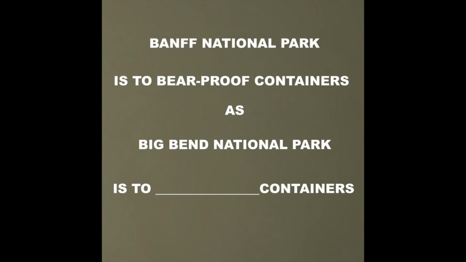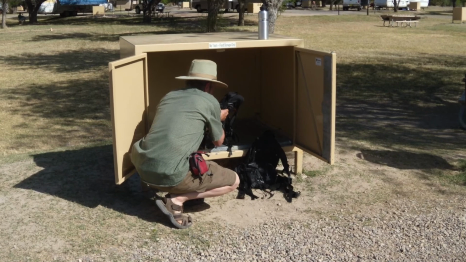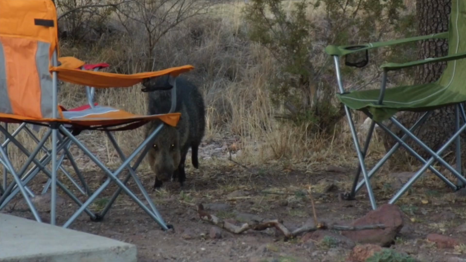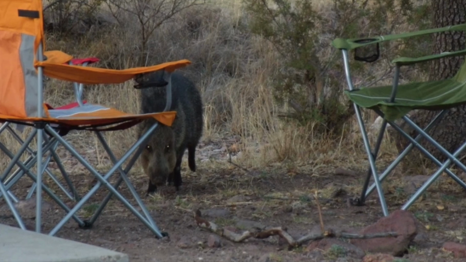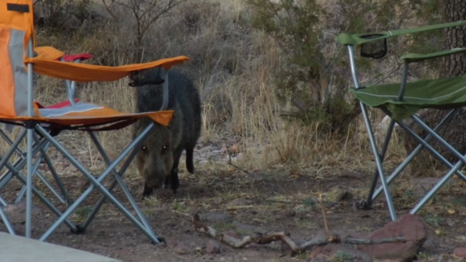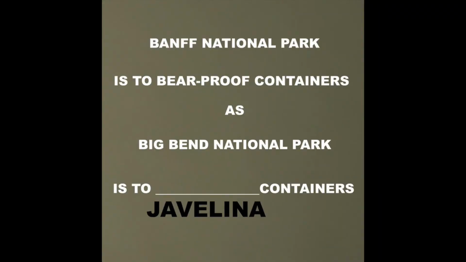So we're looking at some kind of an animal container. Not bears, like in Banff, but what kind of containers down in Big Bend Park, down in Texas? Here are the steel containers, and I'm putting some food and things in them. And at night, here comes this fellow around. It's not a bear. What kind of an animal is it? All right, there in black, we're looking for a javelina.